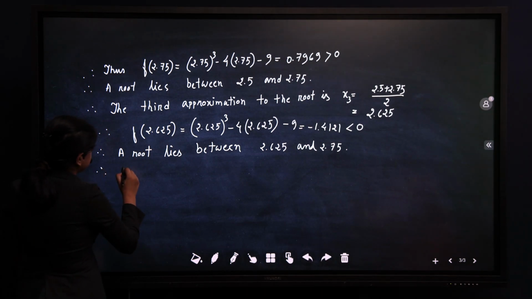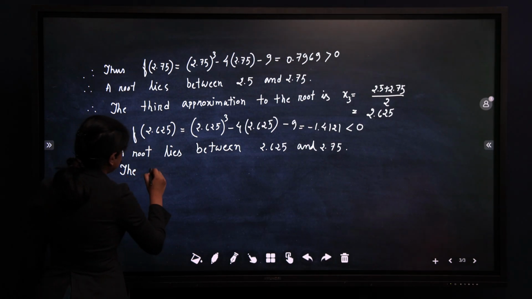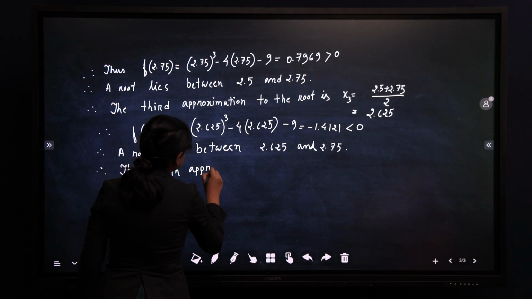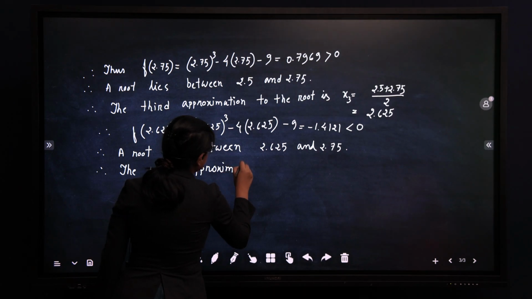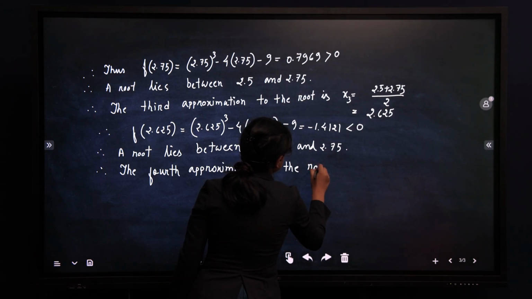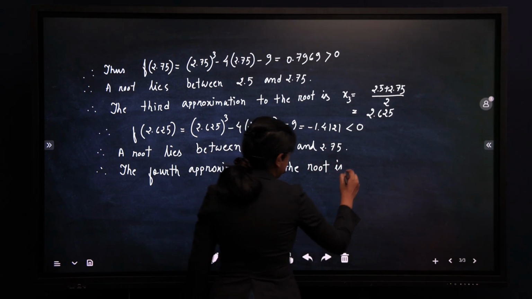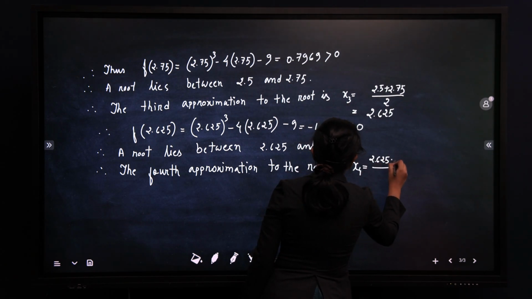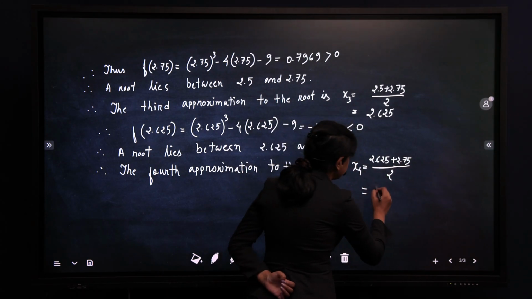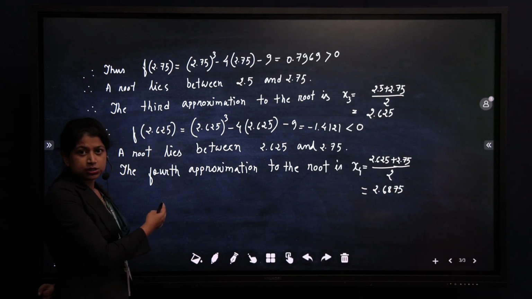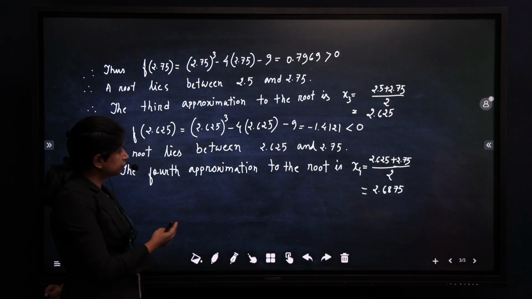Therefore, what will be the fourth approximation? The fourth approximation to the root is x4 equal to 2.625 plus 2.75 by 2. So this will give us 2.6875. So we will repeat this process and we will find the successive approximations from x5 onward.